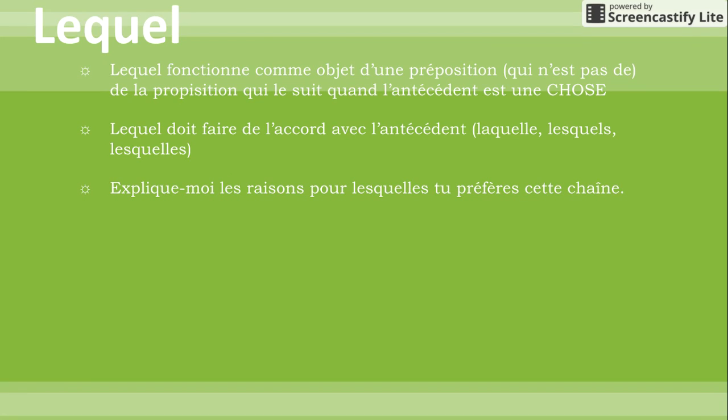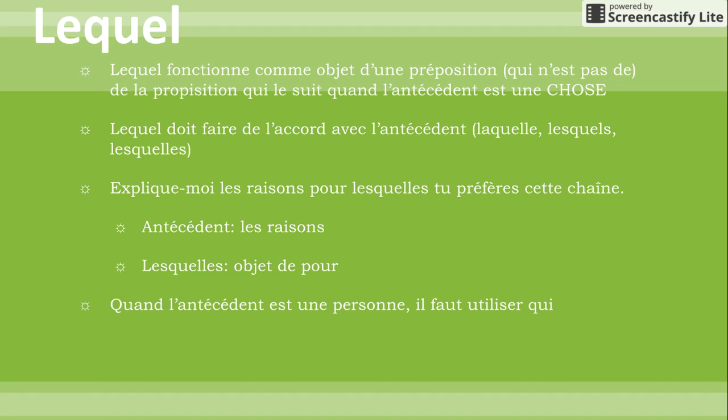So this example sentence, explain to me the reasons for which you prefer this channel. The reasons why, we might say in English, but in French they'll say the reasons for which you prefer it. Since the antecedent is reasons, we have the preposition pour. Then we're going to have lesquelles, plural and feminine. And remember, if your antecedent is a person, use qui. Explain to me for whom you work.